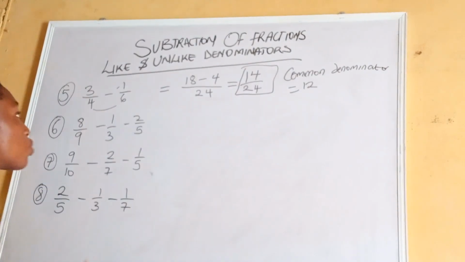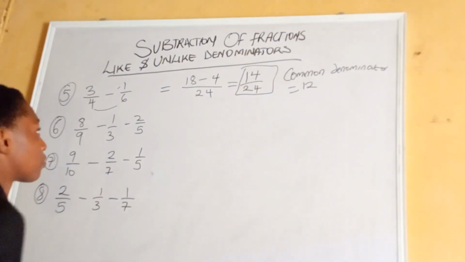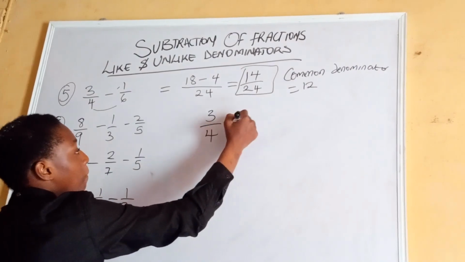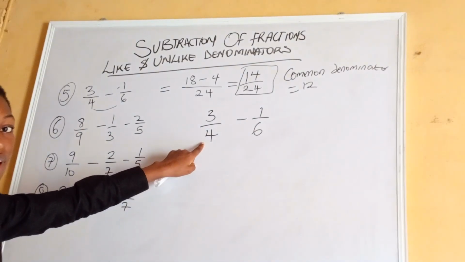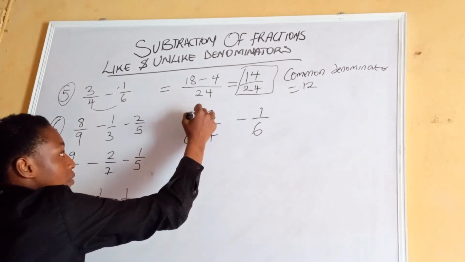Since our common denominator is 12, we have to make sure that both of them have a denominator of 12. So how are we going to go about that? We are simply going to say this is 3 over 4 minus 1 all over 6. What can I multiply 6 by that will give me 12? That's 2, right? So I'll multiply this by 2 and this by 2.